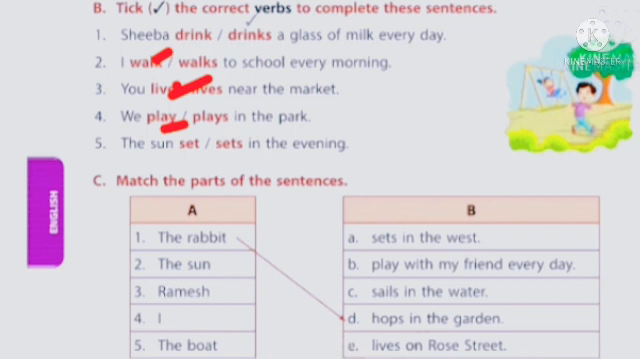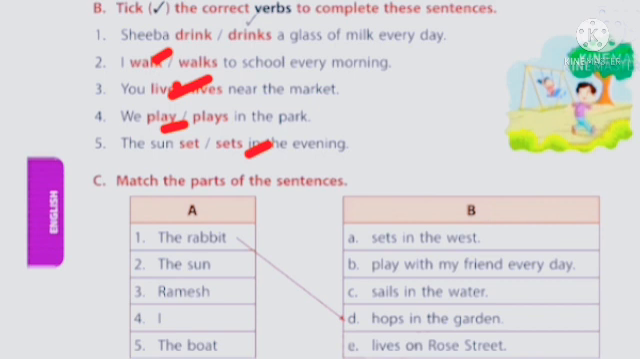Fifth one, the sun set or sets in the evening. It's a fact. It's a natural truth. So when we are talking about a fact or a natural truth, we need to add s with the verb. So which is the right answer here? The sun sets in the evening.